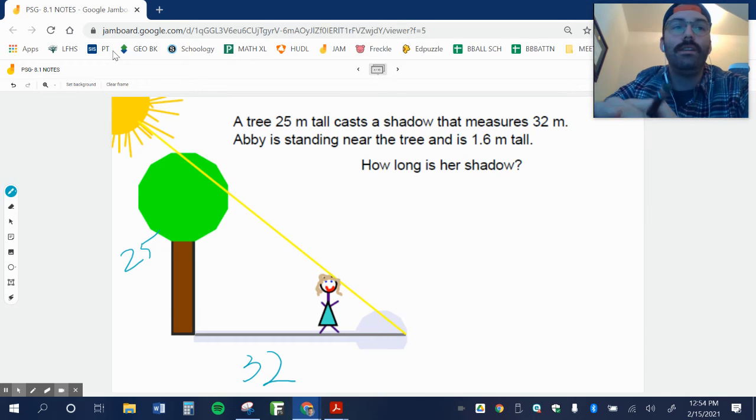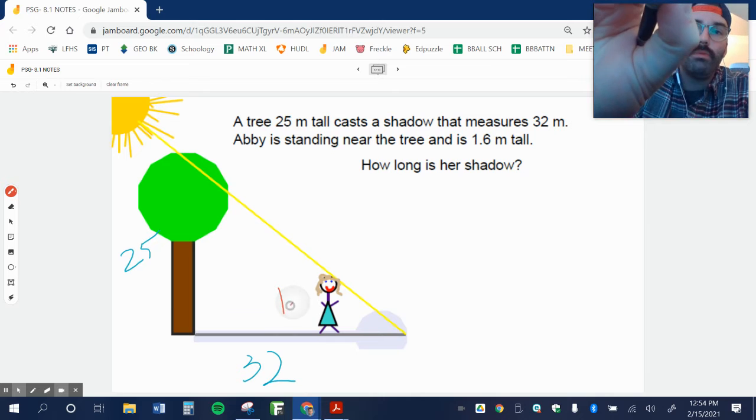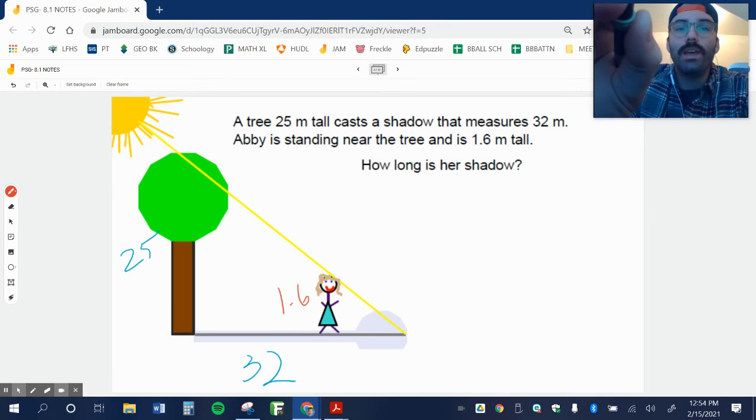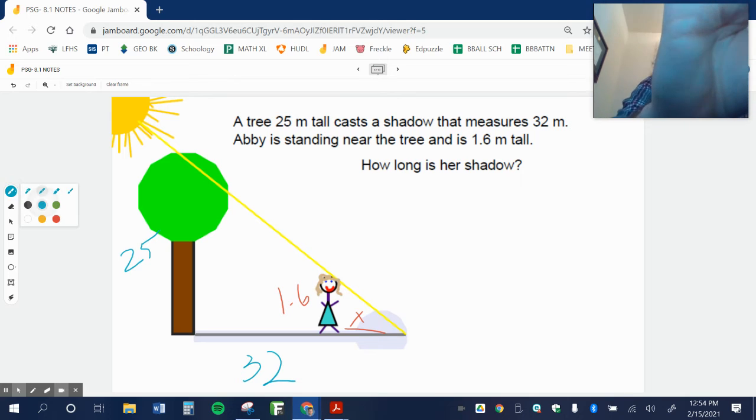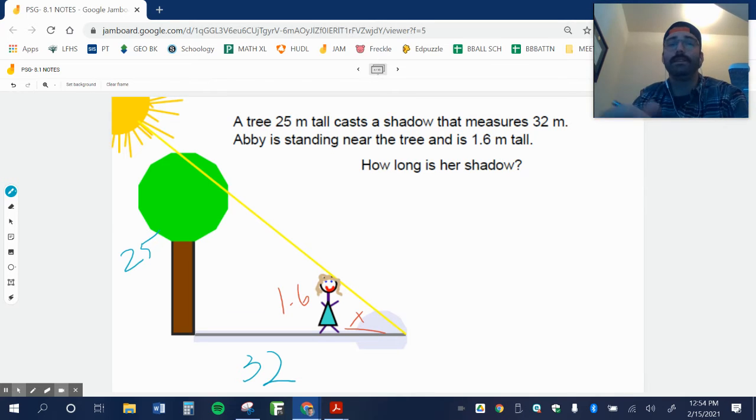Okay, Abby is standing near a tree. She is 1.6 meters tall, so I'm going to label Abby 1.6. How long is her shadow? So right here, I'll call that X. Again, anytime you're doing a word problem like this, I would make sure to draw a picture, whether it's just 2 triangles or whether you go full on and draw a tree and draw a person.